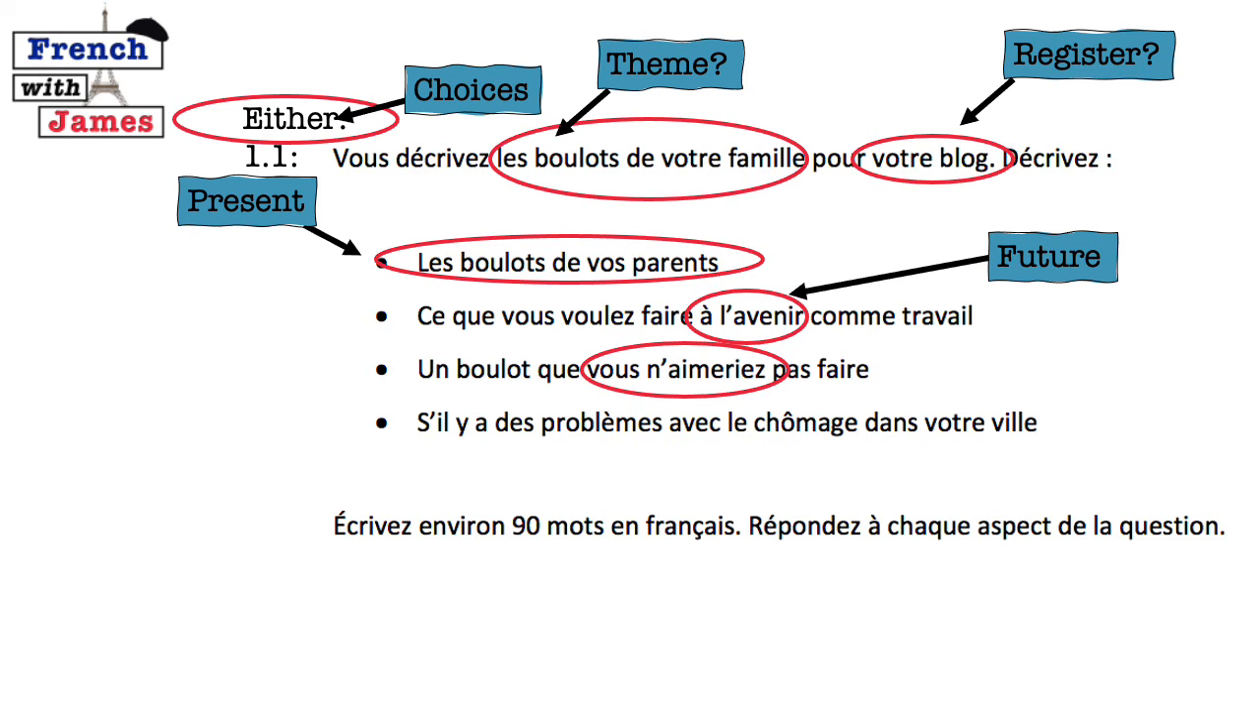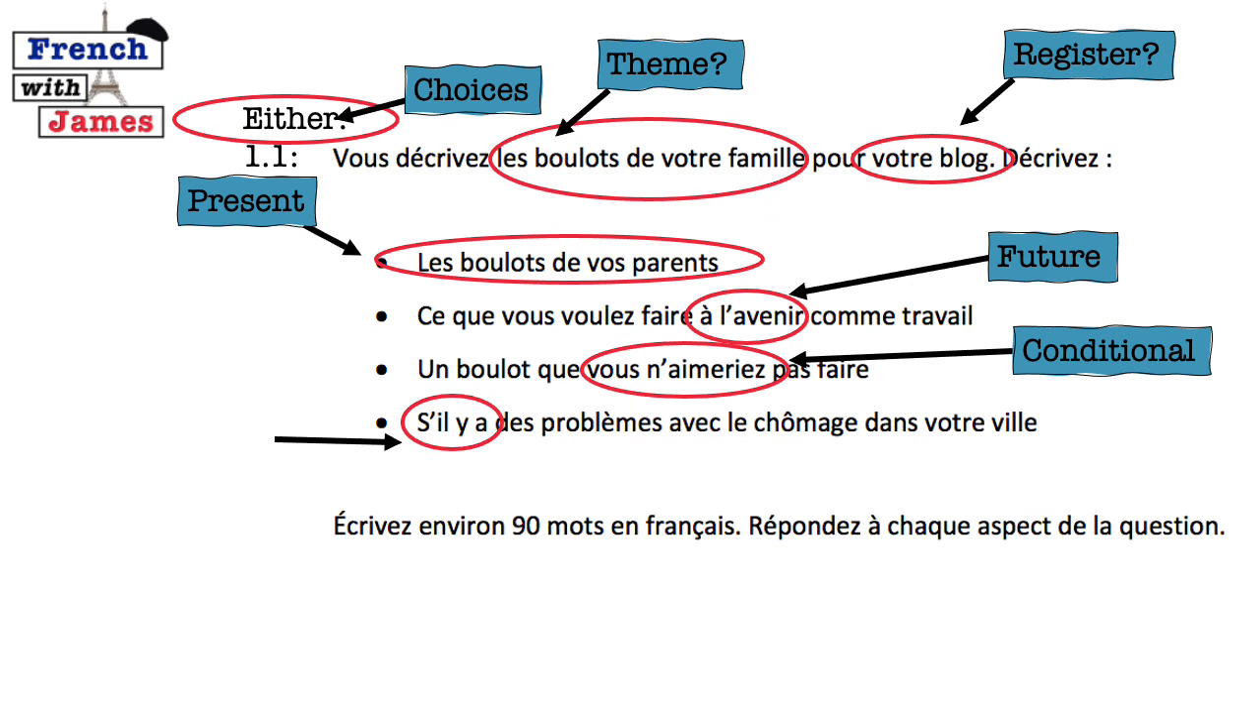The third bullet point asks us what we would not like to do for a job, so that's the conditional. We can respond to that one with the conditional. And finally, if there are problems with unemployment in your town, that one's present tense. So these bullet points are quite good because here it's forcing us to use the present, the future, and the conditional at the very least. But you can always try and sneak in a past tense there as well.